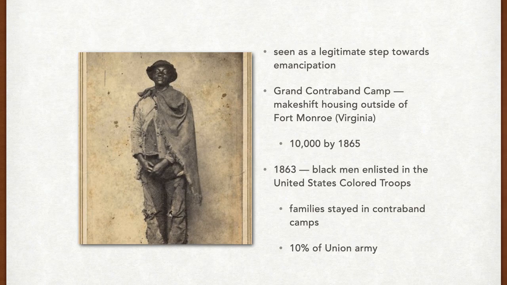For most of the contrabands, full emancipation did not take place until the 13th Amendment, which was ratified in 1865. In 1863, after the Emancipation Proclamation and the authorization of black military units, thousands of former slaves and free blacks began to enlist in the United States Colored Troops, which we will get more into in this lecture on black soldiers. The Army allowed their families to take refuge at contraband camps.